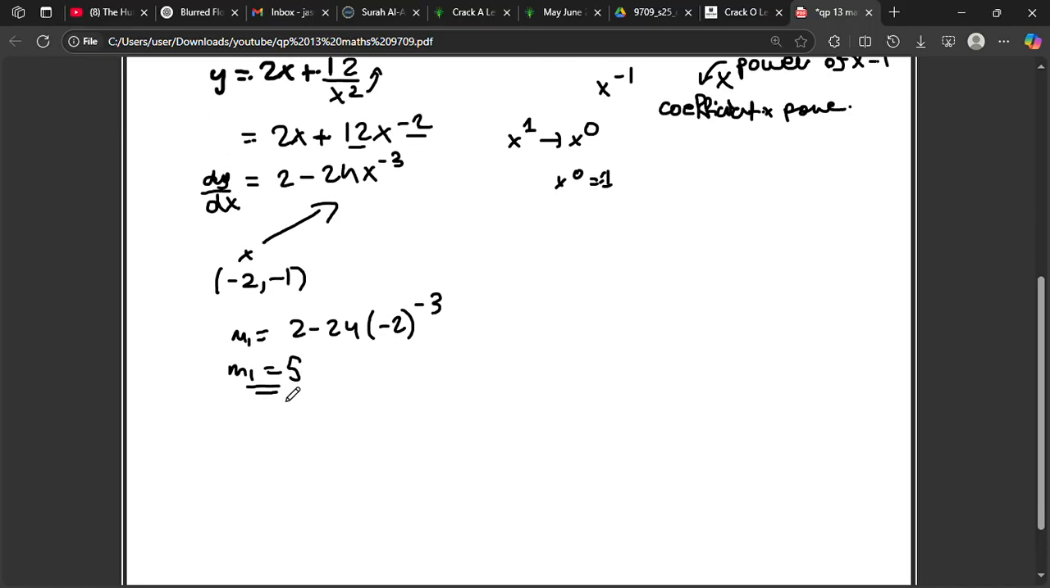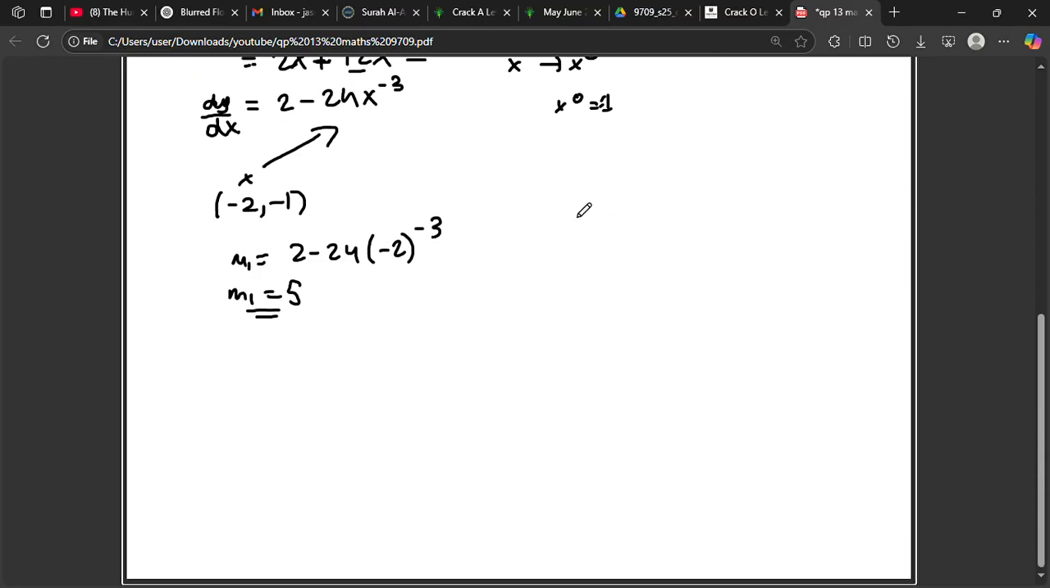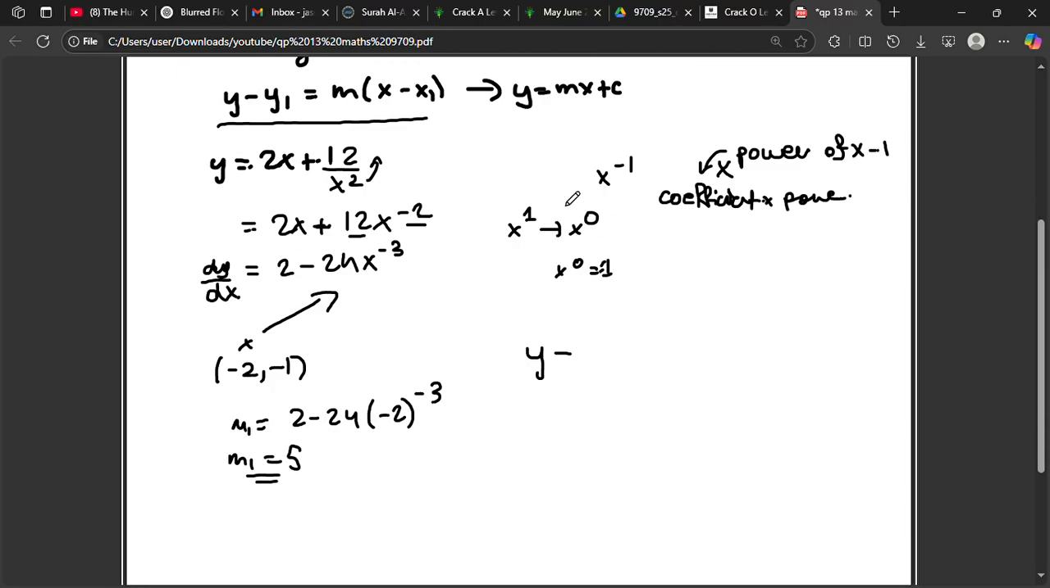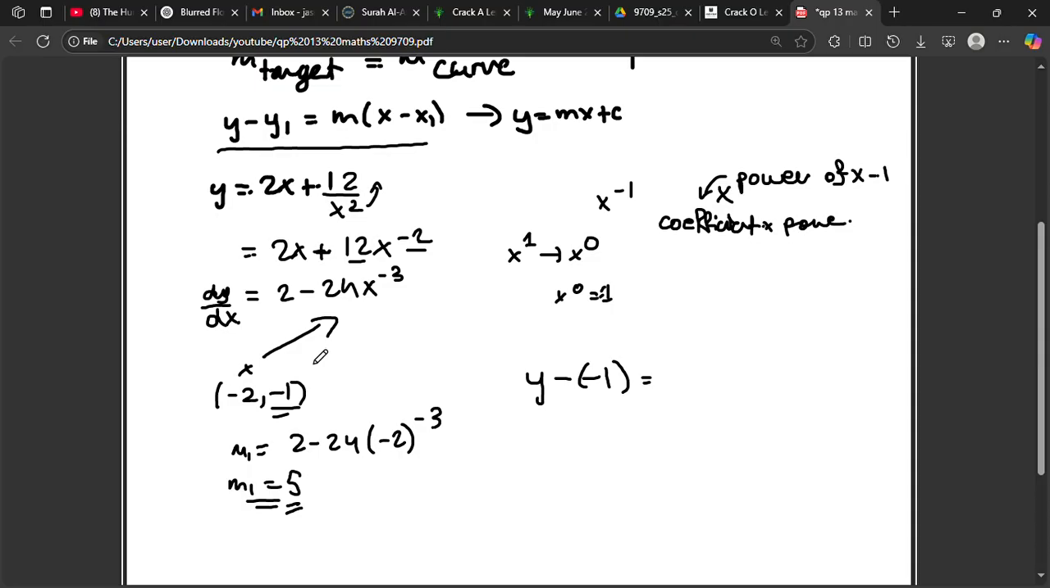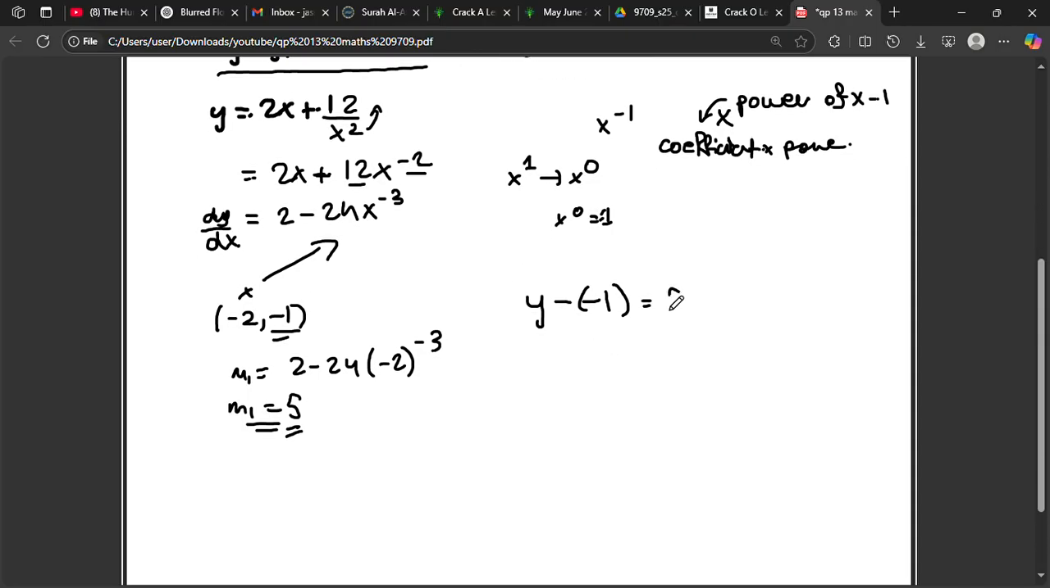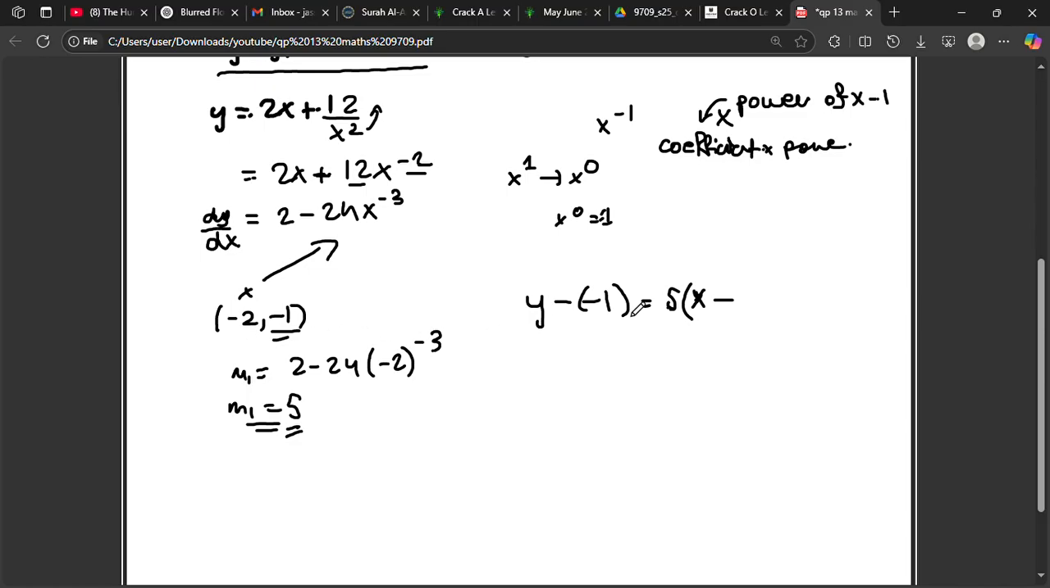Now all we have to do is plug into the equation we mentioned earlier, which is y minus the y coordinate that they gave us, which is -1. So we plug in -1 equals the gradient of the curve, which is equal to the gradient of the tangent as well. So 5 multiplied by x minus the x value that they gave us in the question, which is -2.